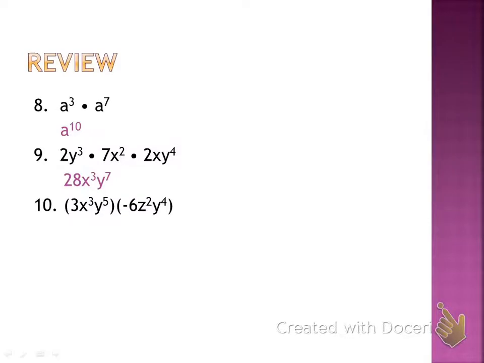All right, what are you guys coming up with? Hold on. X to the... Wait, what did you come up with in the front? What's your new coefficient? Negative 18. Good. We do 3 times negative 6. And then x to the third, y to the 9th, z to the second. Beautiful.